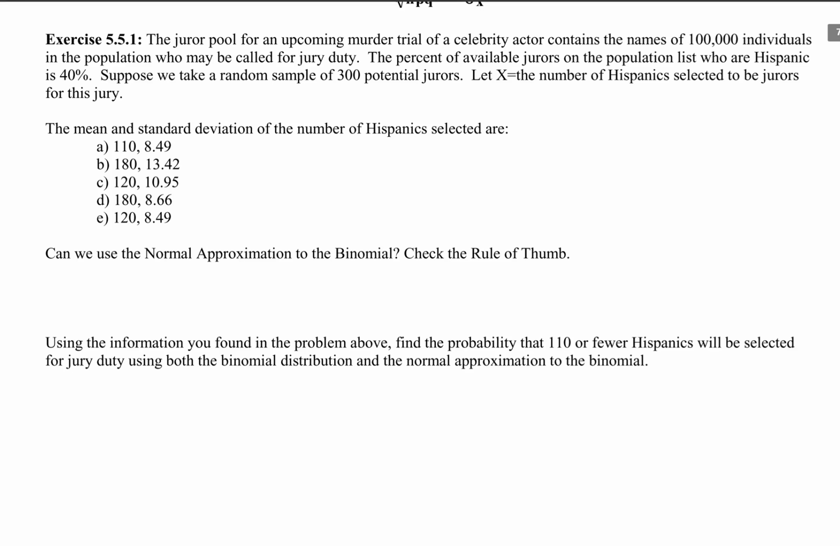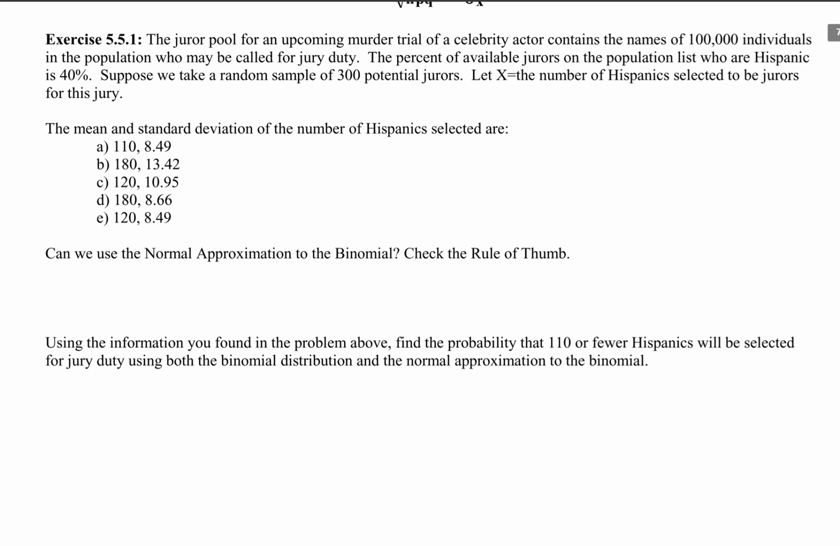All right, so our first, and I believe only, example of this normal approximation to the binomial is here. If we read through this, we see that we're talking about a jury pool for an upcoming murder trial. This pool contains the names of 100,000 individuals from the population. The percent of available jurors on the population list who are Hispanic is 40%. Suppose we take a random sample of 300.